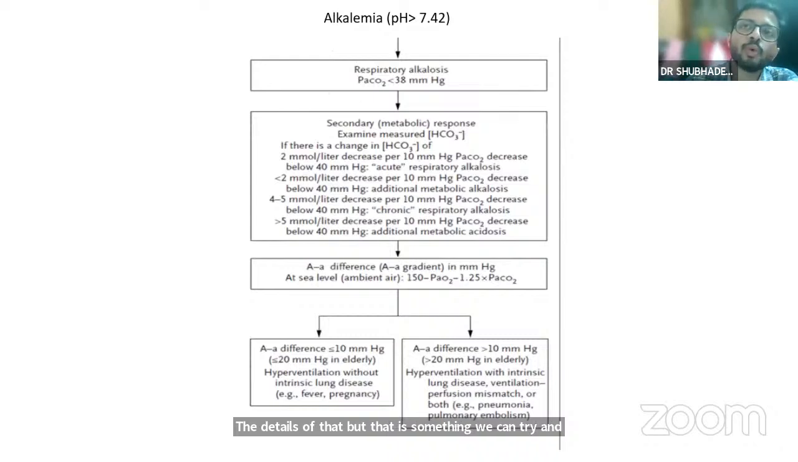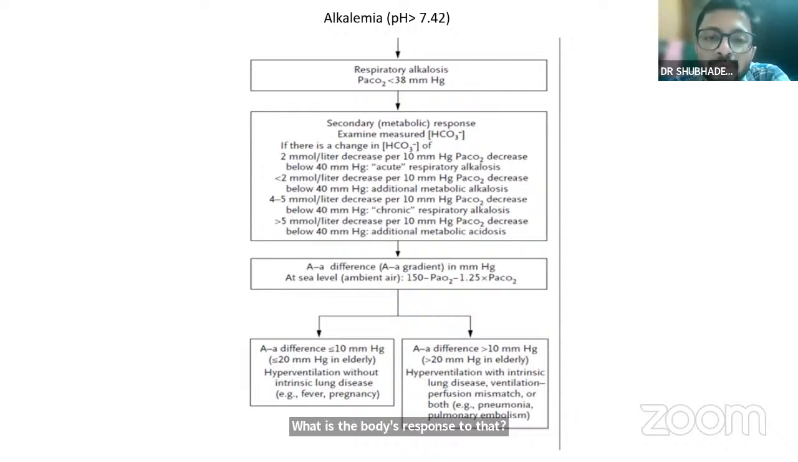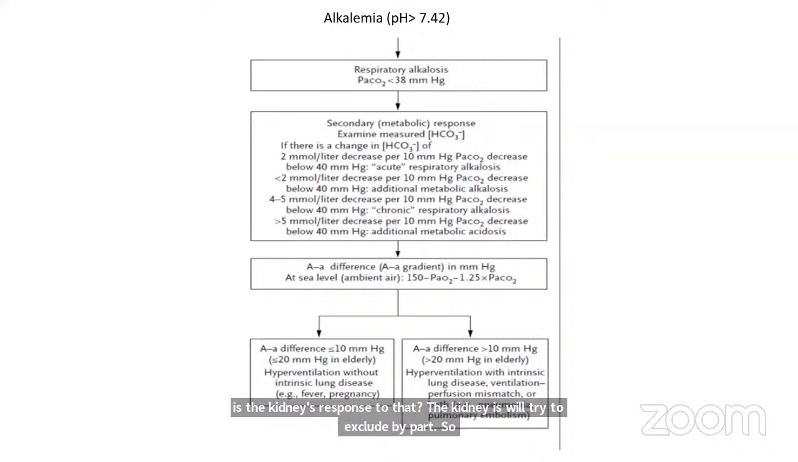Now, when the pH is more than 7.45, then we say that this is an alkalosis. When the carbon dioxide is less, that is less than, let's say, 40 millimeter of mercury, then we say this is probably a respiratory alkalosis. What is the body's response to that? What is the kidney's response to that? The kidneys will try to excrete bicarb. So just opposite of respiratory acidosis.